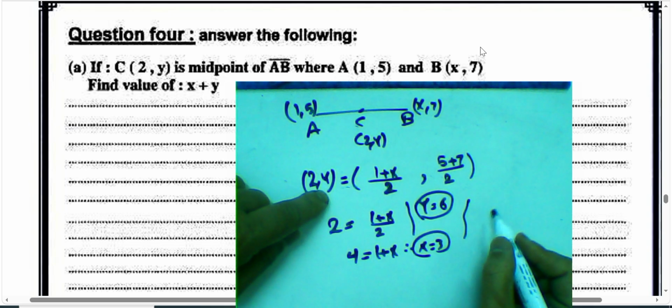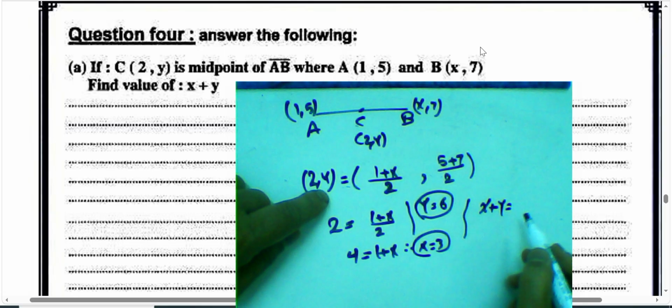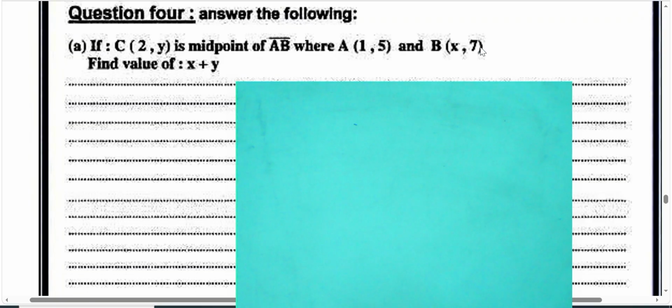So we want to find here x plus y. X was 3 and y 6. 3 plus 6 is 9. Then the summation between them together equal 9. Next question.